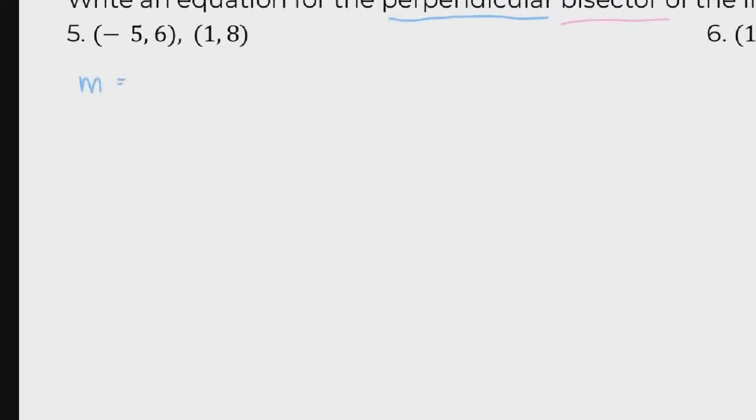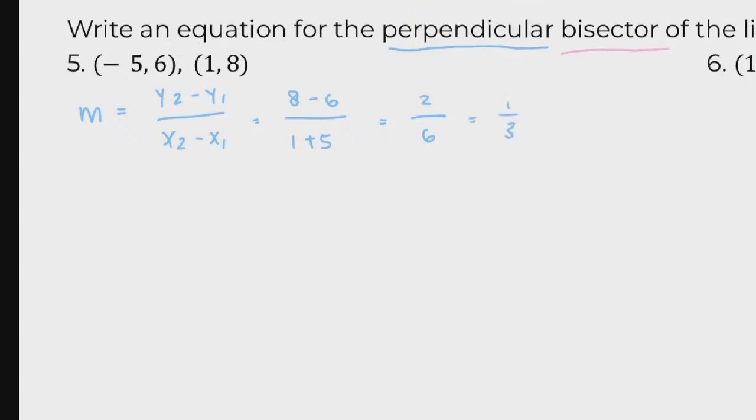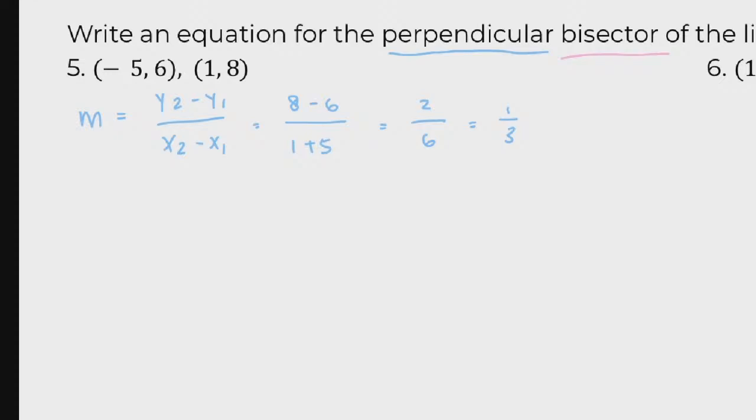So first, let's find the slope. The slope of this is y2 minus y1 over x2 minus x1. So that's going to be 8 minus 6 over 1 plus 5. So that's 2 over 6, which is 1/3. But since we want this to be a perpendicular bisector, that means we want the slope of the perpendicular line. Since our line has a slope of 1/3, the perpendicular slope would be the negative reciprocal, which is -3.